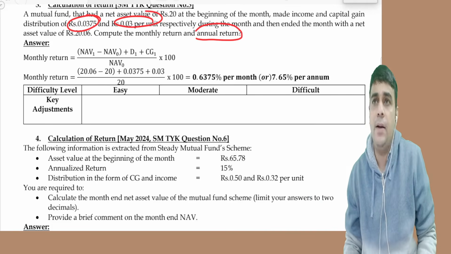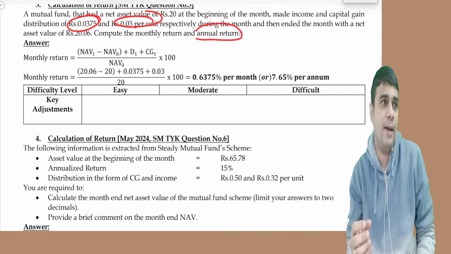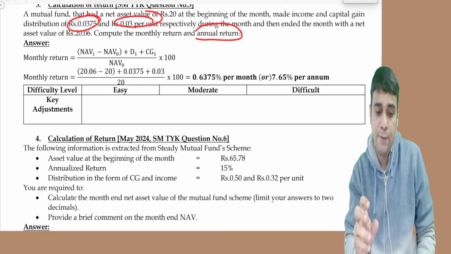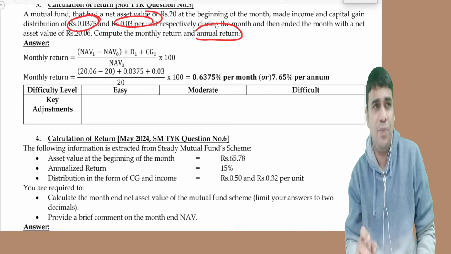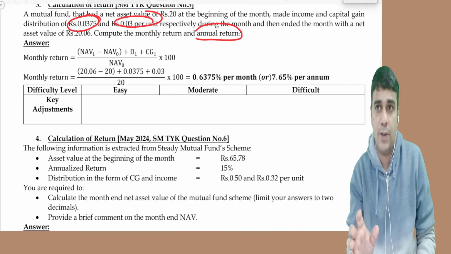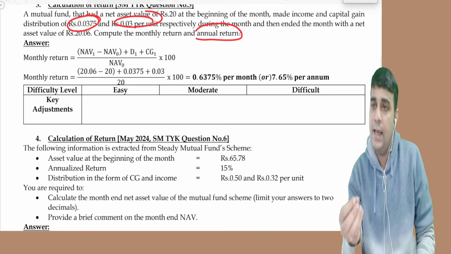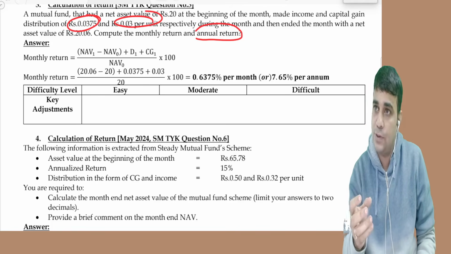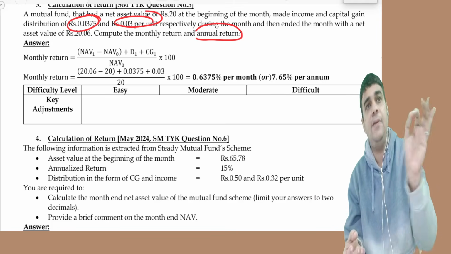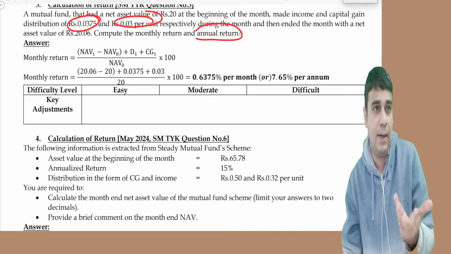Provide a brief comment on the month end NAV. I cannot give any big comment on this. The only thing I can do is compare opening and closing. They gave this in the May 24 exam also, where the NAV went up a little bit. It was a reverse working question. This was a study material question. In the exam, obviously they changed the numbers. So there, 65.78, let's assume, is opening. Closing became some 67, 68. They said NAV increased by so much. That's a very simple comment they passed. I cannot comment anything else here.